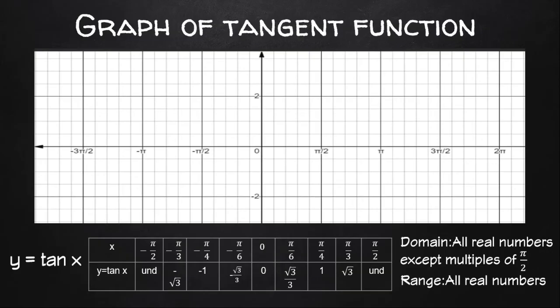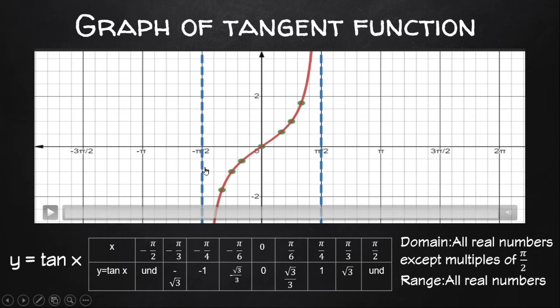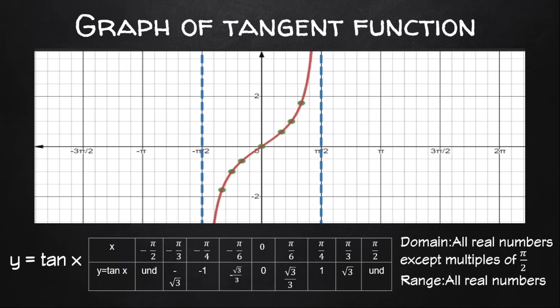Another trigonometric function we have is the tangent function, y equals tangent x. We also have here the coordinates from negative pi over 2 to pi over 2. Now let's try to plot the points. The domain is all real numbers except odd multiples of pi over 2, because pi over 2 is a vertical asymptote, and the range is all real numbers.